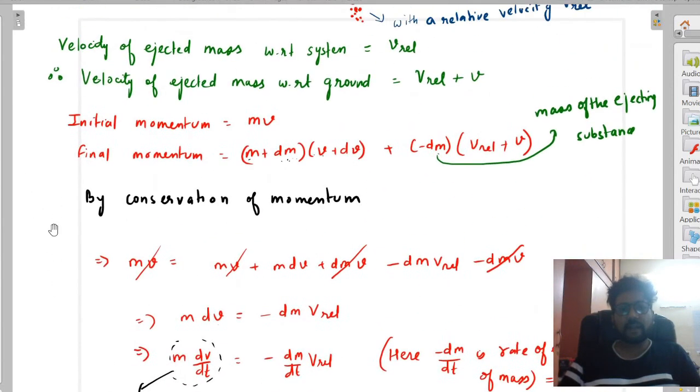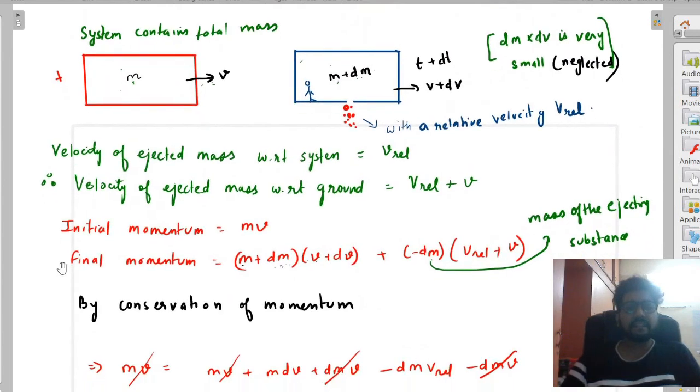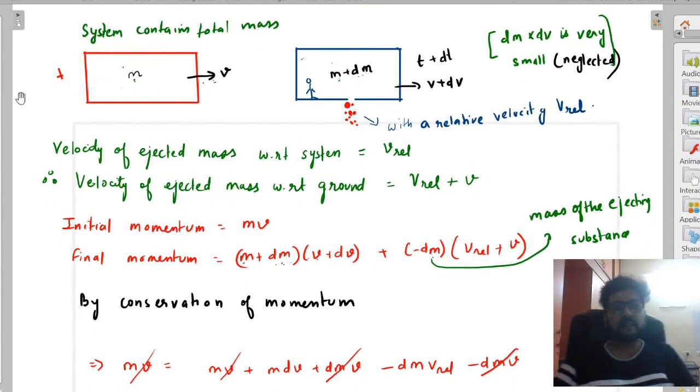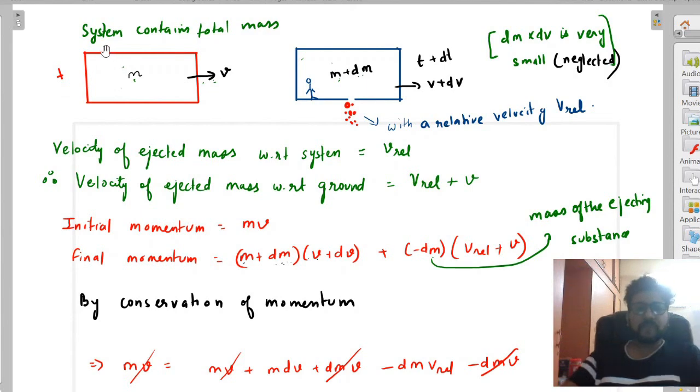Okay, so again I will explain it for the students who still have doubt. The system that we take is the total mass, which includes all the mass, that is, the ejected mass also. So at time t, the mass is m, the velocity is v, so the initial momentum is mv. Now because we have taken the total mass, there is no external force, so the momentum has to be conserved. Now after time t plus dt, the mass becomes m plus dm. Remember, this dm has to be negative.